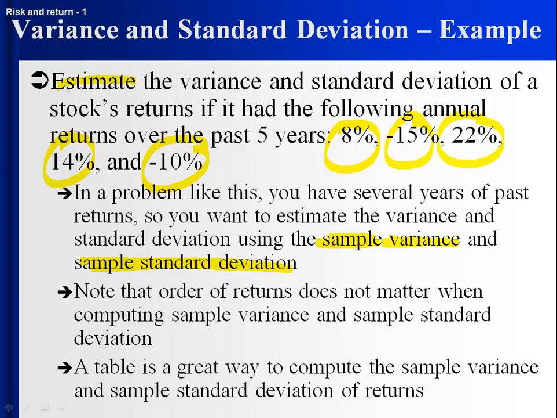Again, note that it doesn't really matter what the order is as far as whether this was 5 years ago, the first year, the second, the third, the fourth, the fifth. It could be a random order. You wind up getting the same variance and standard deviation. One of the things that I find often helps folks is to use a table, because the equation for variance has a lot going on. It's got averages and subscripts and superscripts and 1 over n's and 1 over n minus 1. So a table is a really good way, especially when folks are first working on these kinds of things, to compute sample variance and sample standard deviation.